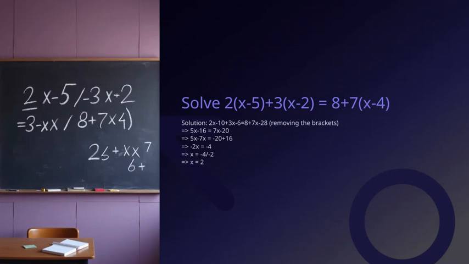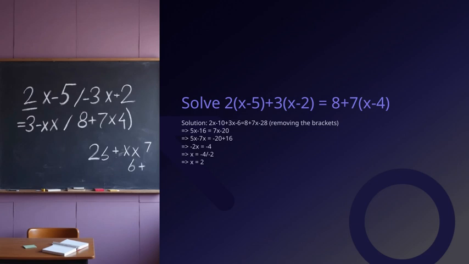Now let's walk through the solution step by step. We start with the equation 2 times (x minus 5) plus 3 times (x minus 2) equals 8 plus 7 times (x minus 4). The first thing I do is expand the brackets. So 2 times x is 2x, and 2 times negative 5 is minus 10. Similarly, 3 times x gives us 3x, and 3 times negative 2 gives minus 6. On the right side, 8 stays as it is, and 7 times x is 7x, while 7 times negative 4 is minus 28. Next, I combine like terms.